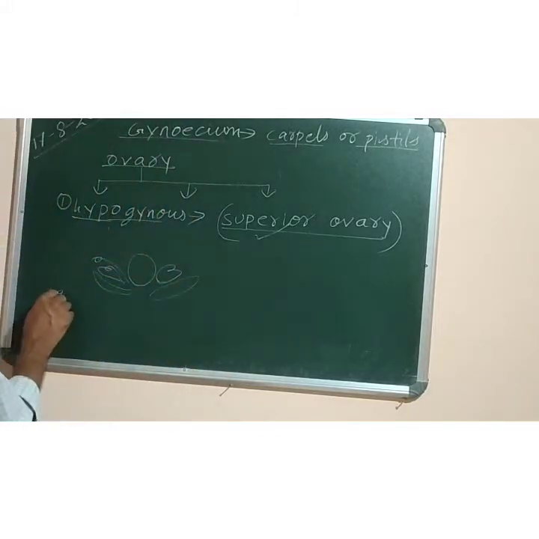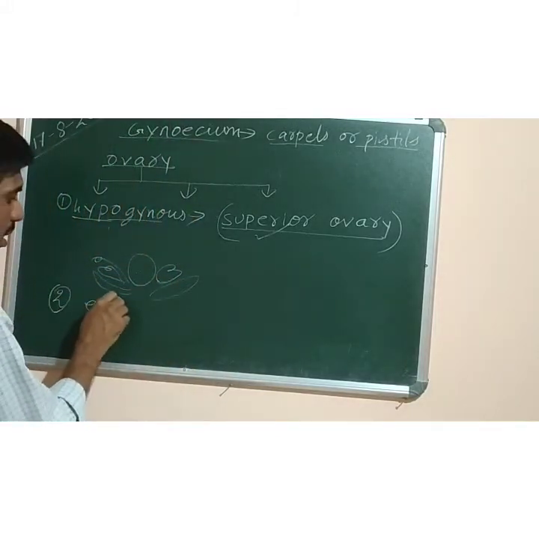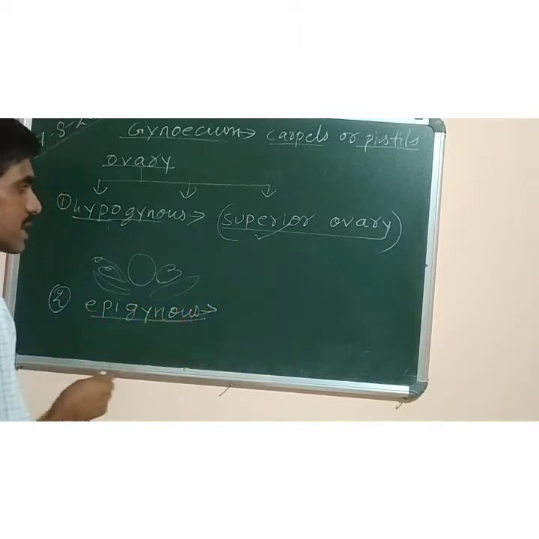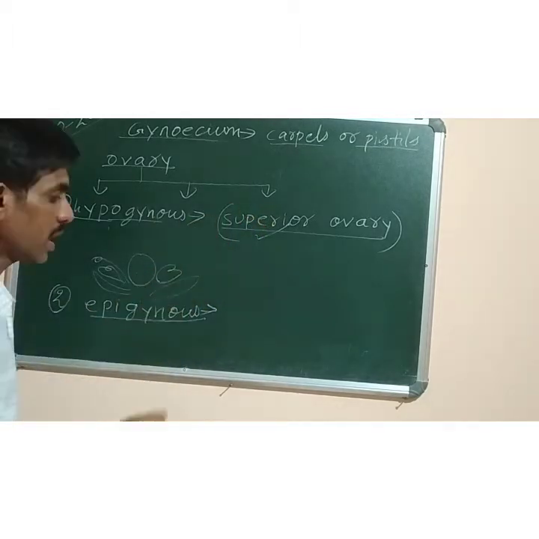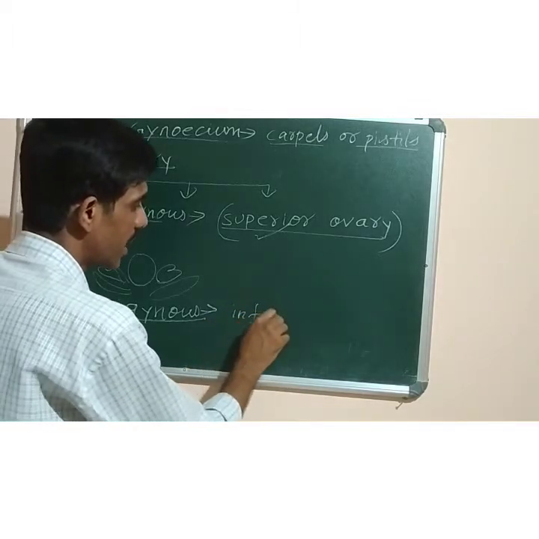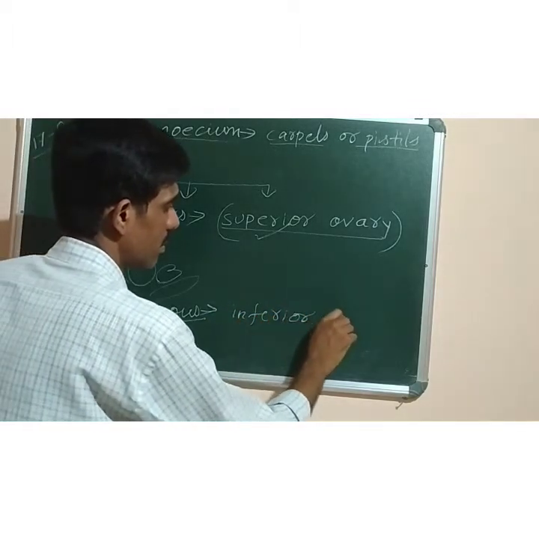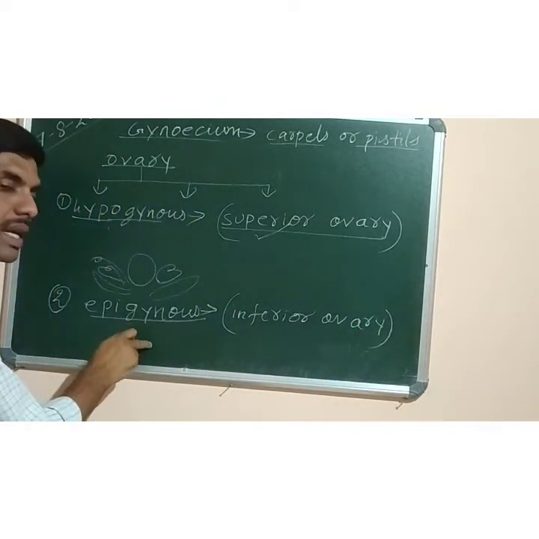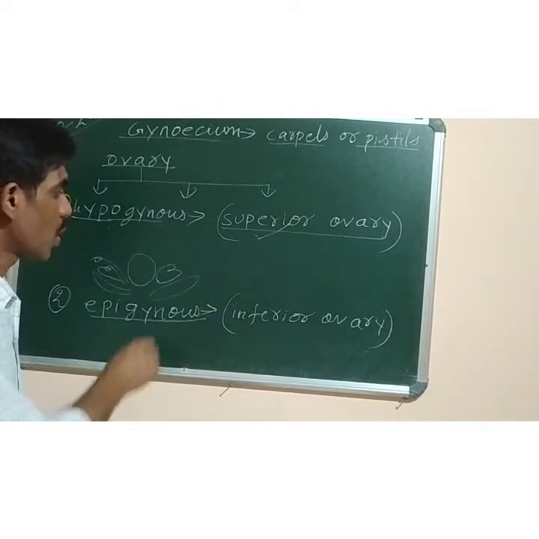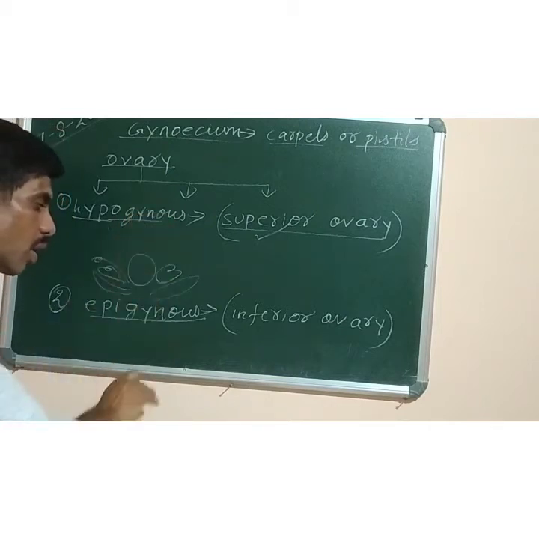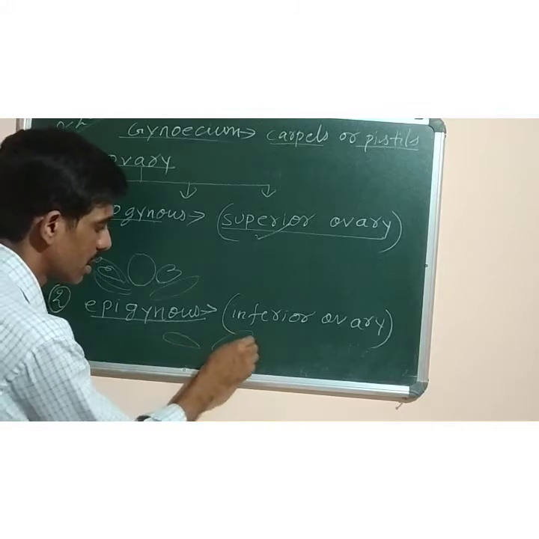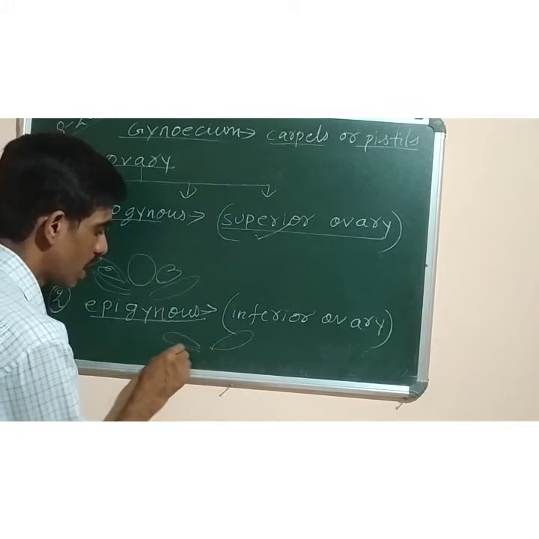The second term which is used, epigynous. What is the meaning of epigynous? Like here it is called superior ovary, it is also known as inferior ovary. So you can understand the meaning. Inferior ovary means in this case, that is in epigynous, ovary is located below all the 3 whorls. Like calyx is present, then corolla is also present.